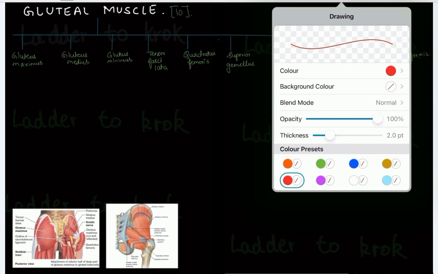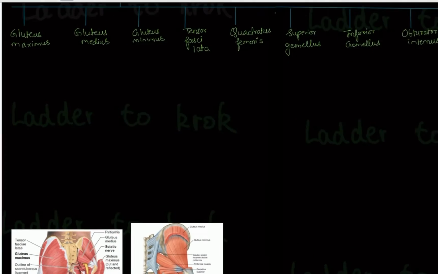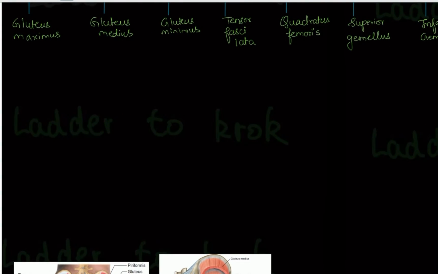Let's know the nerve supply for each muscle. So gluteus maximus is supplied by inferior gluteal nerve. Which nerve? Inferior gluteal nerve. Gluteus medius to tensor fasciae latae is supplied by superior gluteal nerve. Which nerve? Superior gluteal nerve.